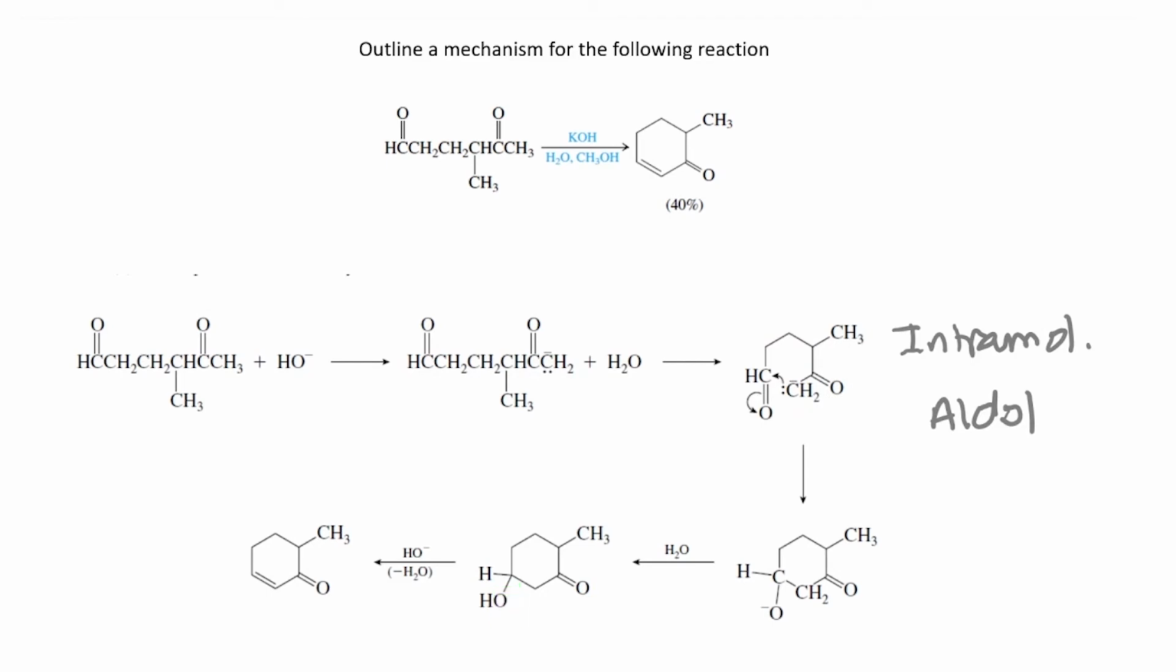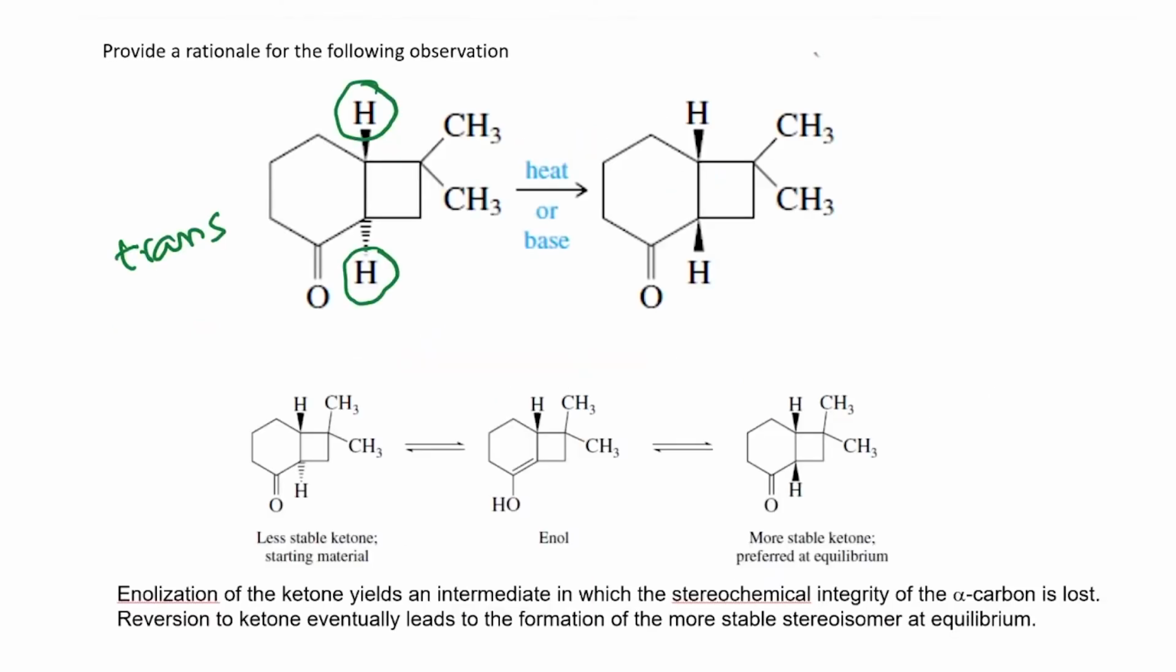And then loss of hydroxide ion is going to give you the product. So I will let you work out the mechanism of this reaction, or figure out the exact numbering. The next question is to provide a rationale for the following observations. When you take this bicyclic system and either heat it or add a base, you get the other product, which is the cis product.